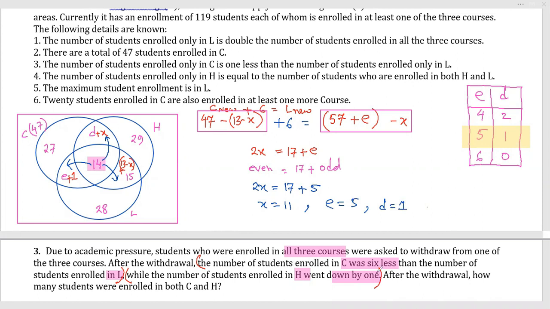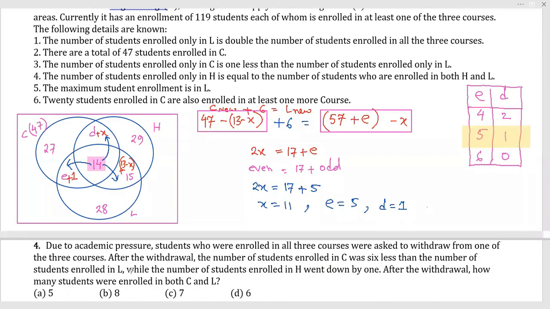And now the question that I have to solve: after the withdrawal, how many students were enrolled in both C and H? Both C and H enrollment is these two segments taken together. Out of that, all three is 0. So I need to find D plus X. D I got as 1 and X is 11, so it is nothing but 12. So for question number 3, 12 is my answer.